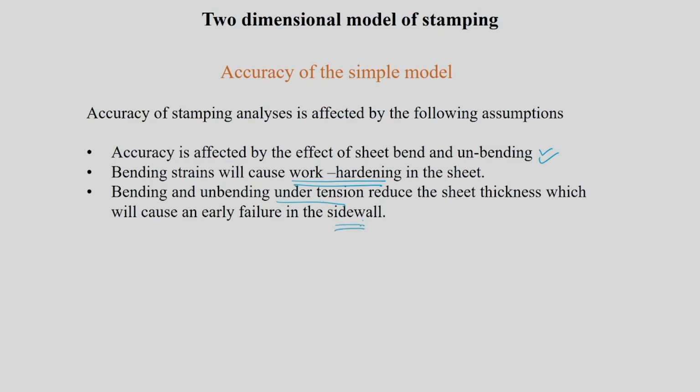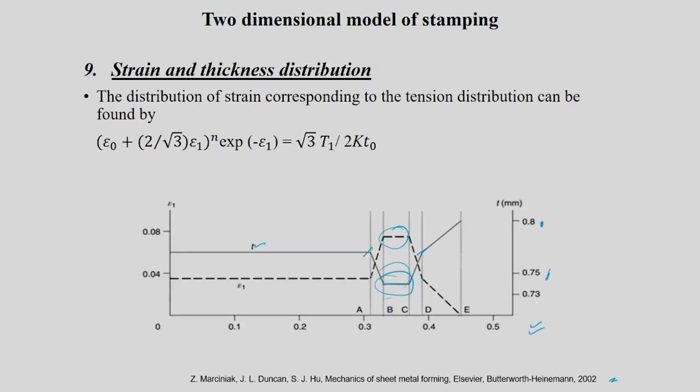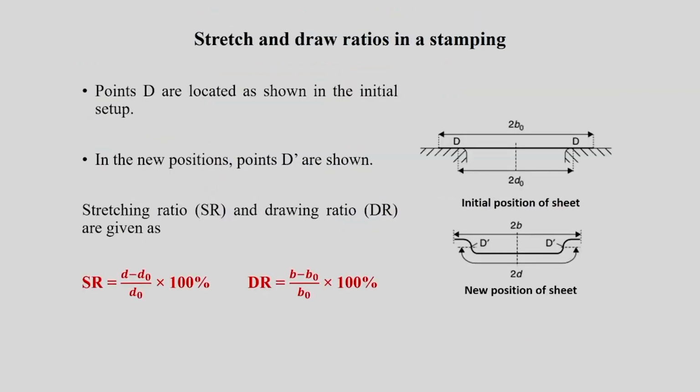So you have to be careful in these locations between the die corner and punch corner, and in between that in the cup wall. You have to be a little bit careful. Okay, so now this brief calculation can be done if there is any stamped component.